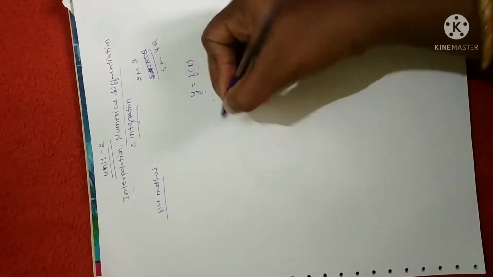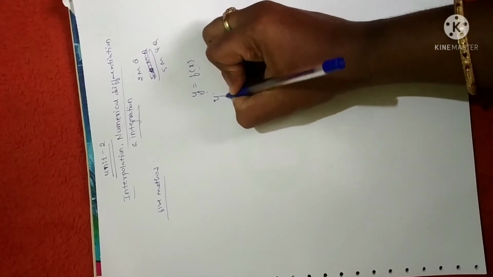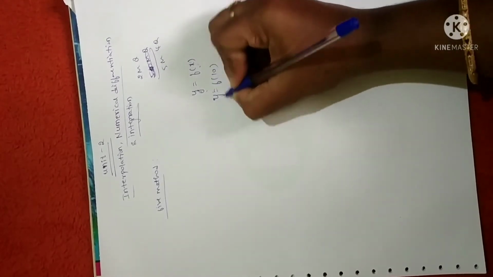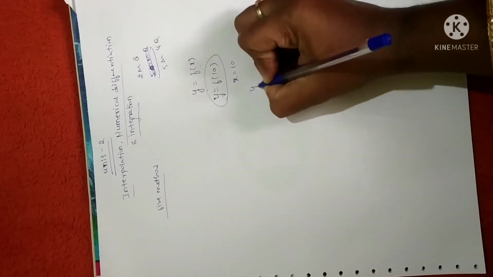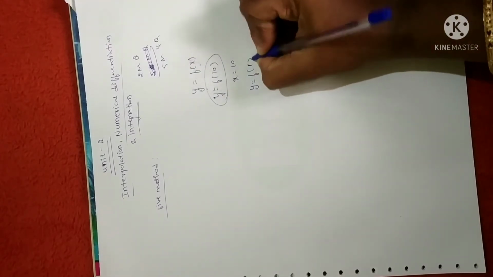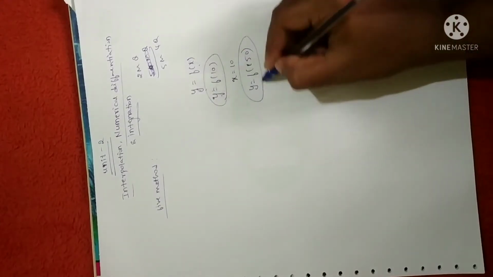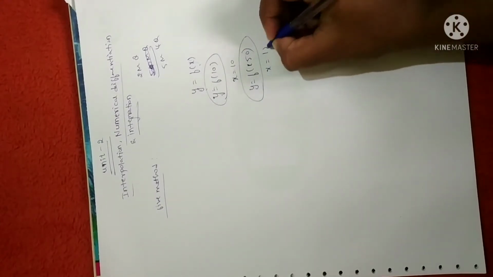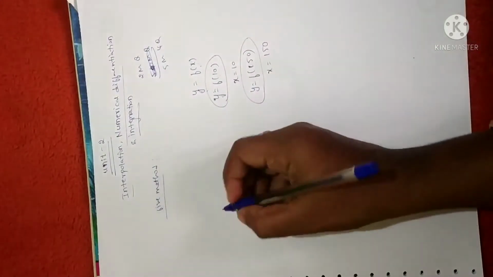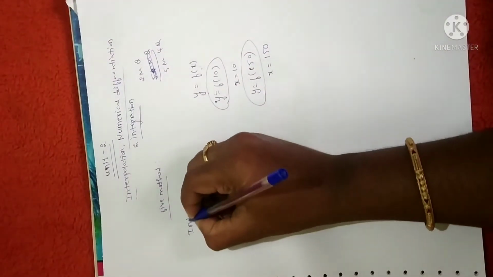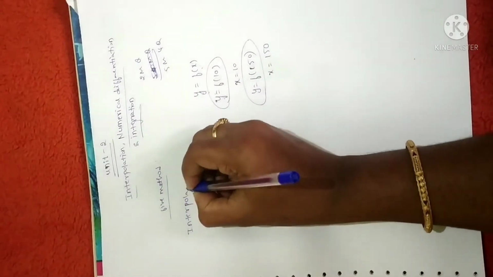Suppose if a function is given, so we are going to find the values of f of 10, in the sense the value of the function, given function at x is equal to 10. So y is equal to f of 150 represents the value of the given function f at the point x is equal to 150. Anyhow, while solving the problem you will come to know this concept. Now interpolation, let me explain the concept of interpolation.